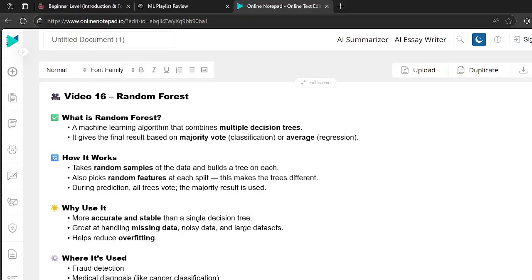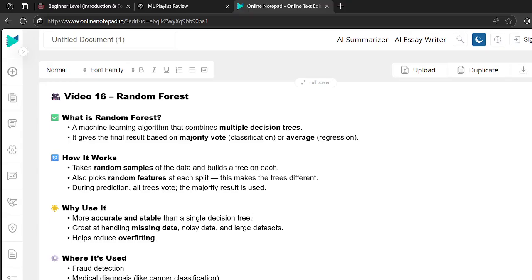Why do we use it? It is more accurate and stable than a single decision tree, and you can probably understand why. It is also great at handling missing data, noisy data, and large data sets. Since it is based upon multiple decision trees, it could definitely work with some missing data. If there are a lot of trees and one of the trees is missing some data, it is not a very big deal. If there is some noisy data, you can just not consider it and go on, because you have a lot of decision trees. Finally, large data set, not a problem.